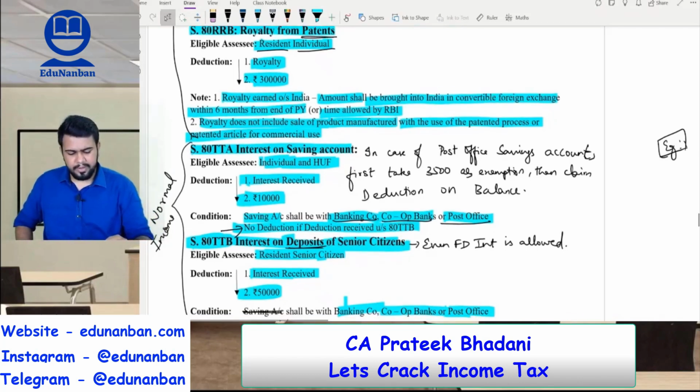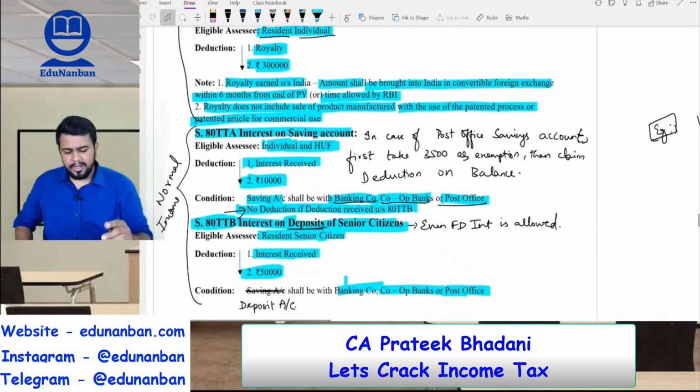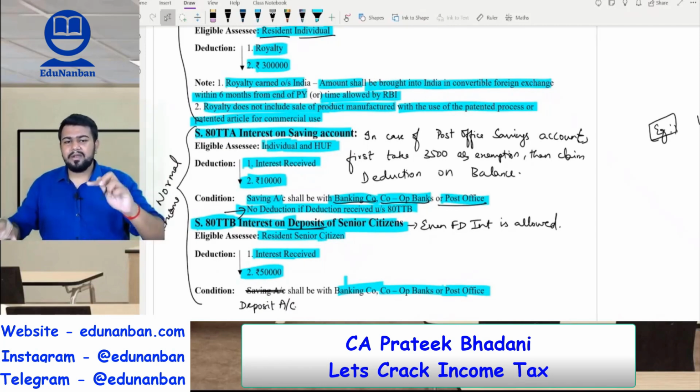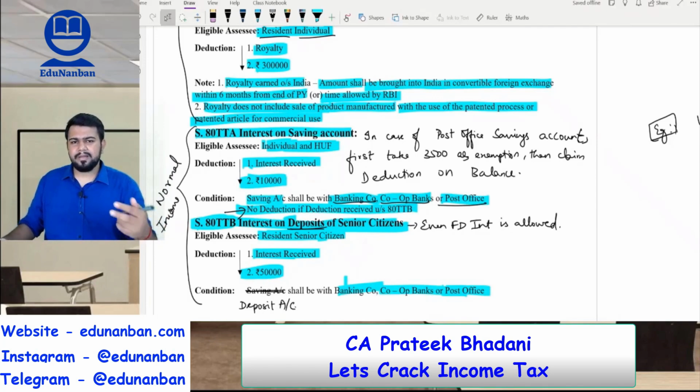Okay. And royalty includes the sale of patent rights, but it does not include sale of the products, okay, made using the patent. So if patent right is given and amount is received, it is called royalty. However, if by using the patent a product is made and that product is sold, then such amount received will not be called royalty.